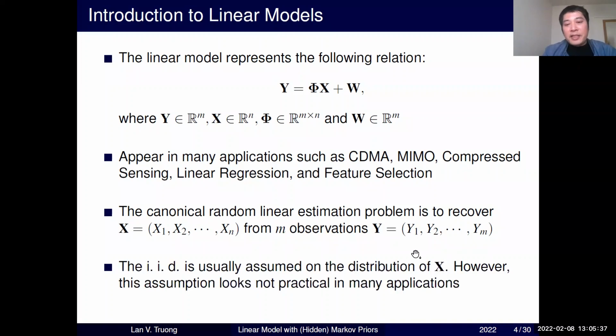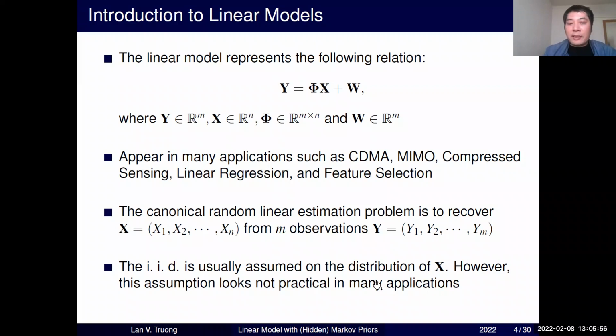So usually in the research literature, researchers assume that the vector x has IID components. This means identically and independently distributed elements. However, this assumption does not look practical in many applications.